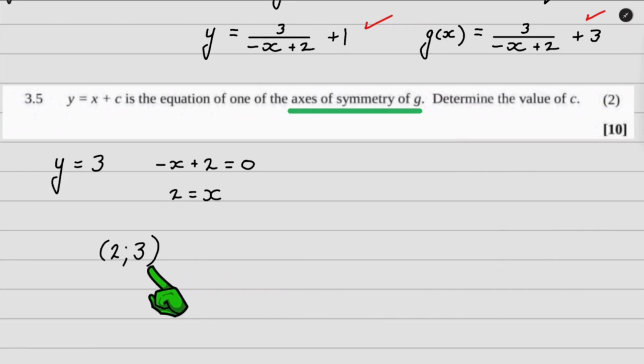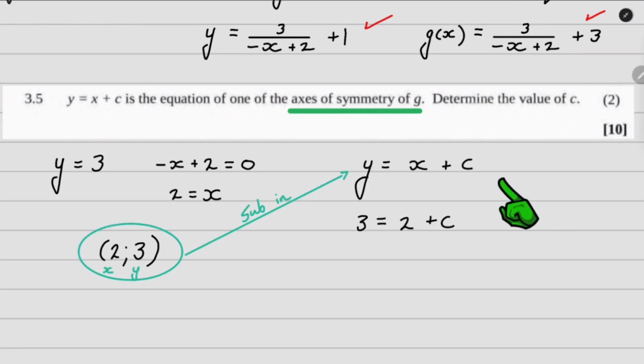And now that I know the point where the asymptotes meet, I'm going to take that point and sub it into my axes of symmetry to get C. So to do that, the first one is x and the second one is y. So I change this y to a 3, as we can see here. And I change this x to a 2, as we can see here.